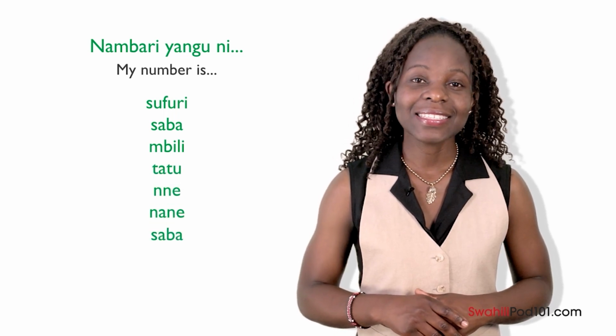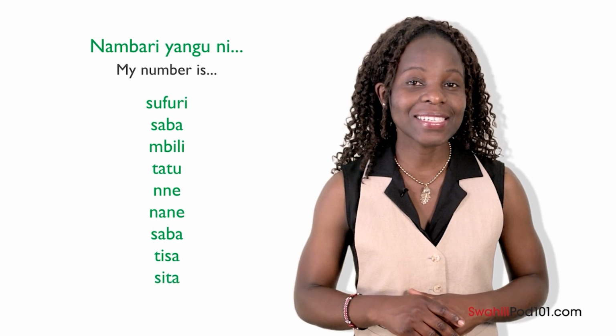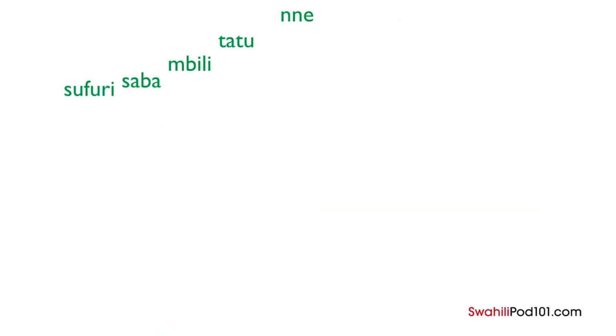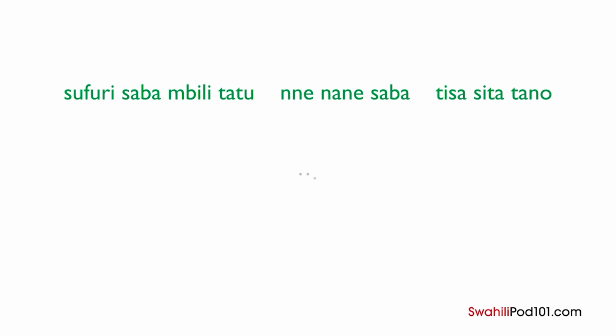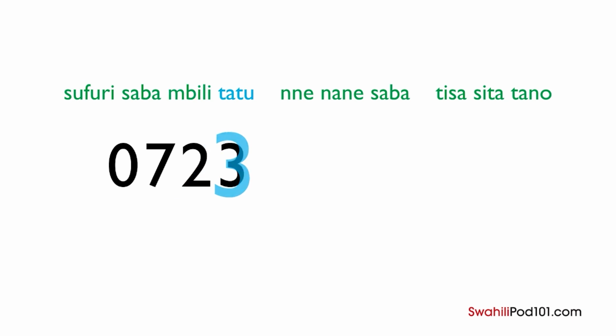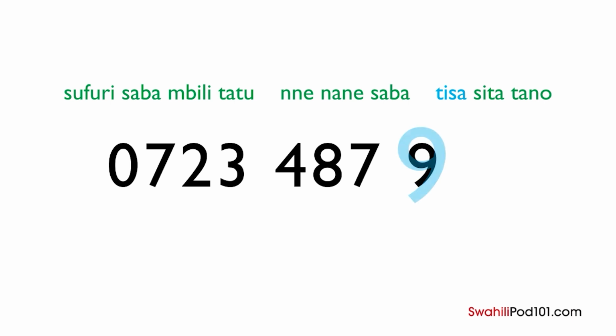Sufuri, saba, mbili, tatu, nne, nane, saba, tisa, sita, tano. Can you read it by yourself? Sufuri, saba, mbili, tatu, nne, nane, saba, tisa, sita, tano. Perfect. Now it's time for Medina's insights.